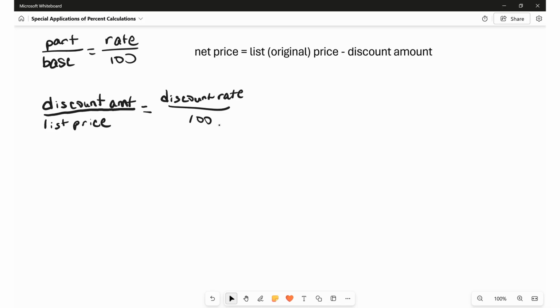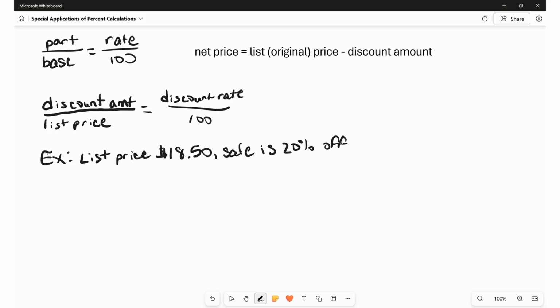So if we think about this in this way, let's consider an example. We're told that the list price of an item is $18.50, and we are told that the sale that's going on is 20% off.